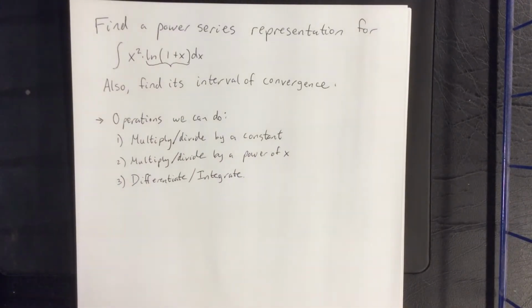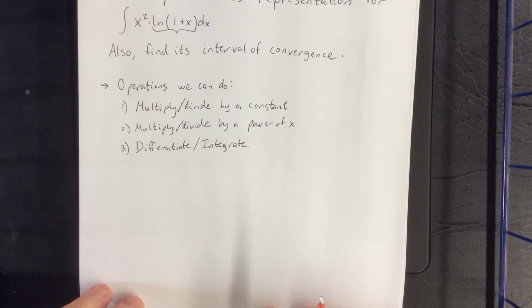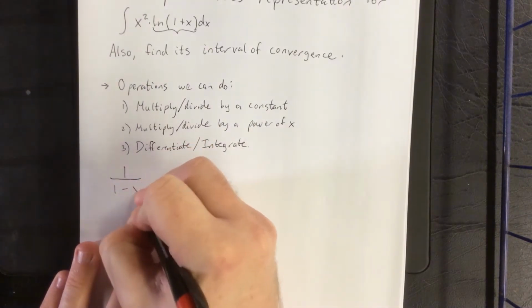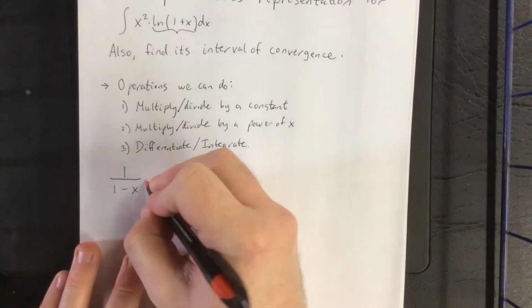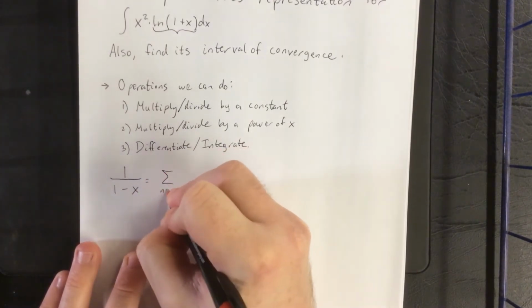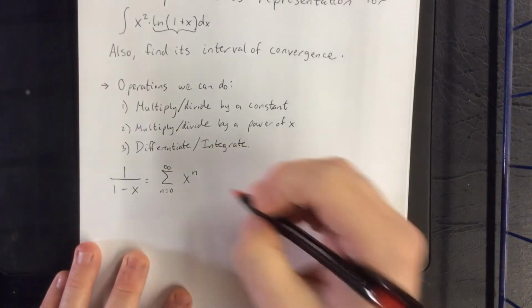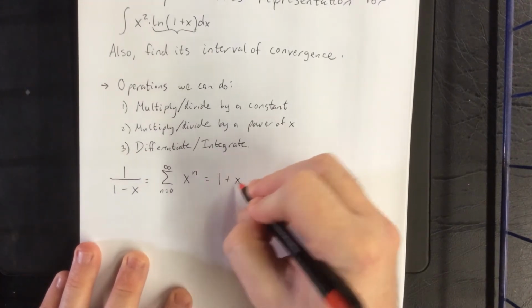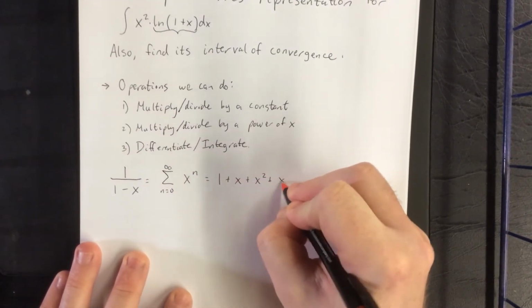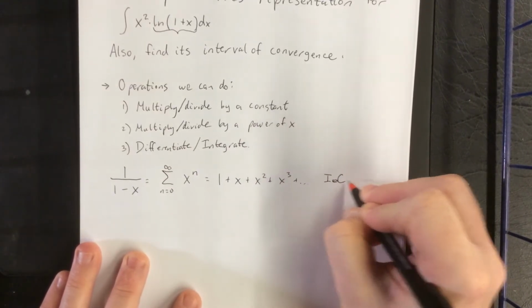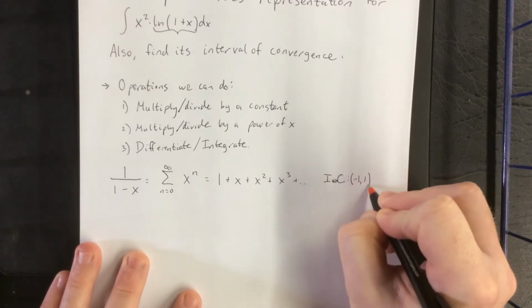So what we're going to try to do is come up with the power series representation of the natural log of 1 plus x first. As far as all of the power series representations we know, this is the place that we start: 1 over 1 minus x is equal to the power series, n equals 0 to infinity, of simply x raised to the n power. So this looks a lot like 1 plus x plus x squared plus x cubed and so forth. The interval of convergence for this is from -1 to +1.